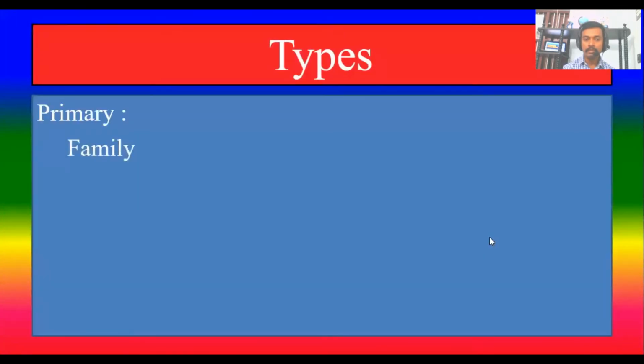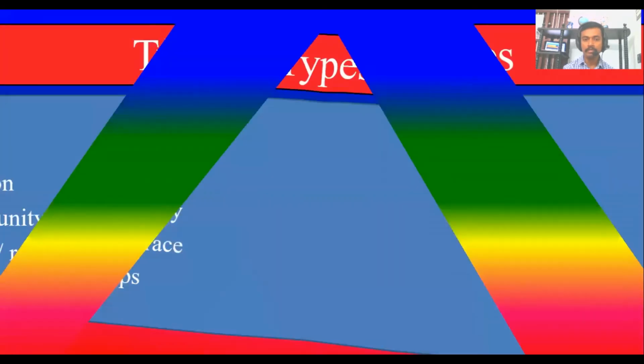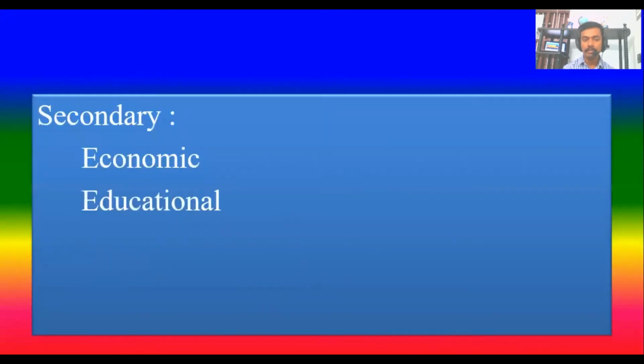Then types: primary, family, religion, community, caste and race, groups. These are the primary, mainly family, which is a classic example. Then secondary, economics. For example, family creates all the other social organizations. So every organization becomes a micro organization. Each organization together forms a macro, a social organization. Educational organizations, political organizations, etc.